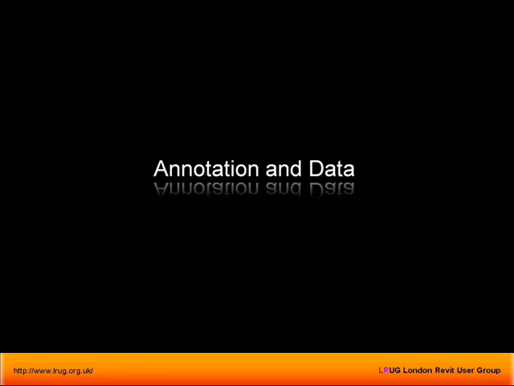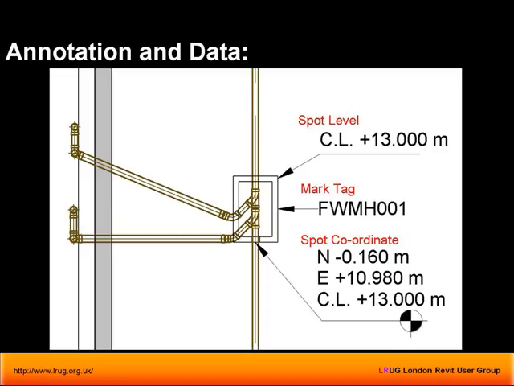Okay, annotation and data. I've roughly annotated this little manhole up with the 3 different types of annotation that I would typically use for external drainage. Spot level, I've shown the cover level being at 13 metres. The mark tag, I tend to use the mark value in equipment to schedule out its value. So if you're looking at foul water manhole number 1, I would tend to change the mark value. Revit will give it a sequential number. But if you're laying out all of your manholes in one go, you can start with foul water manhole number 1, lay them all out, and Revit will number them sequentially for you, which just saves you a little bit of hassle. And spot coordinates as well.